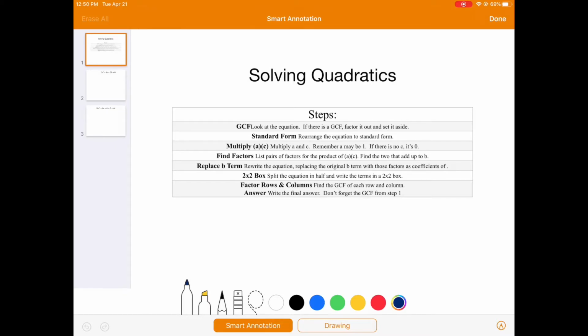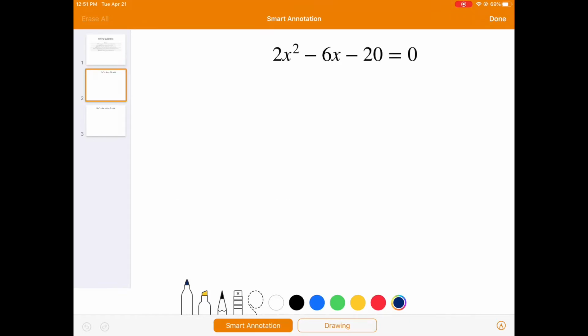If you think you know, but you're still a little iffy, before I solve, I would suggest pausing the video, factoring it yourself, and then checking to see if you get the same answers. So with that, we're going to jump right in. This is our first problem.